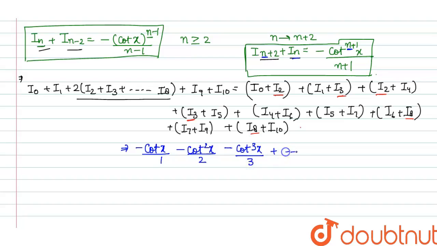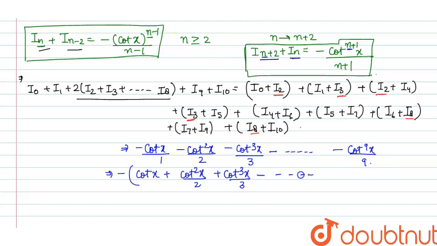And further I can write this, like the last term that I get, I8 plus I10. It means I have to put the value of n as 8. So it can be written as cot to the power 9x upon 9. So this is the series that I get. Now I can take the minus sign as common. Then in the bracket: cot x plus cot square x upon 2 plus cot cube x upon 3, and so on. Up to here the sign will remain plus. Finally it will be cot to the power 9x upon 9.